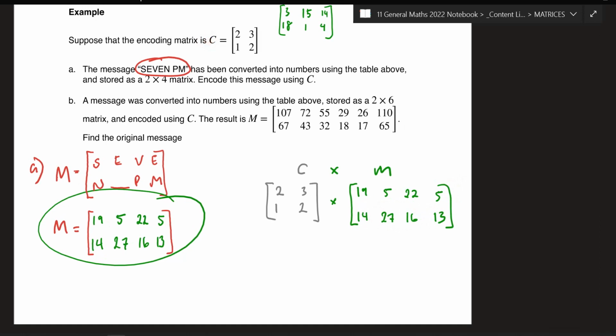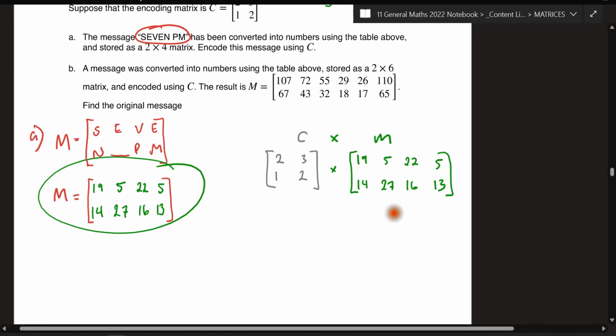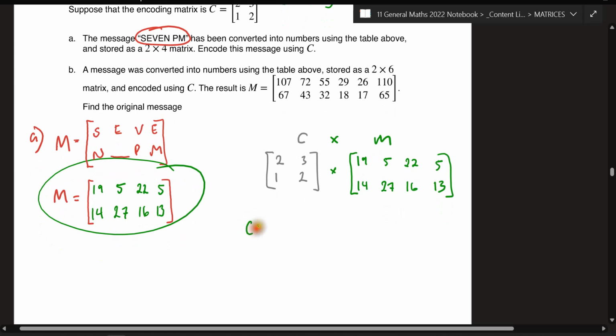Now, you don't have to do this by hand. You can actually just do it on your CAS. So the encoded message CM is equal to, and just be mindful, this is a 2x2, and that is a 2x4. You can't do M times C, because remember, the middle numbers have to match. Those two have the same number, which is 2 columns for C, 2 rows for M, and the outside will tell you the order of your answer. So it's a 2x4 matrix for your answer, 2 rows, 4 columns.